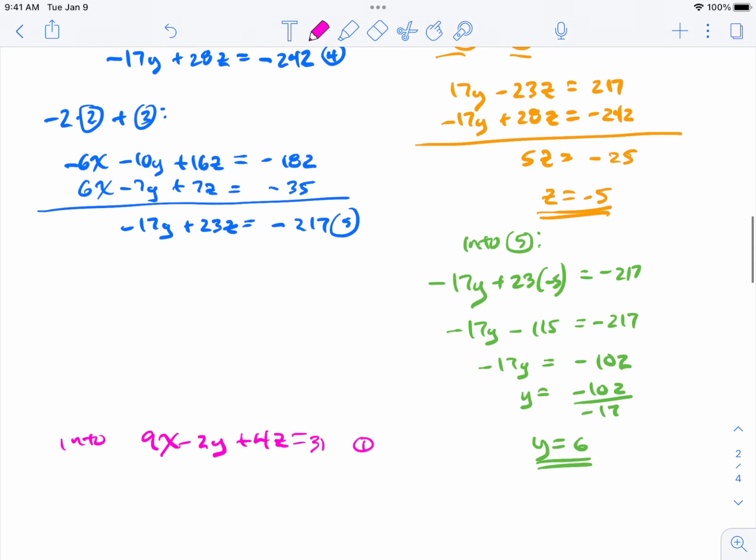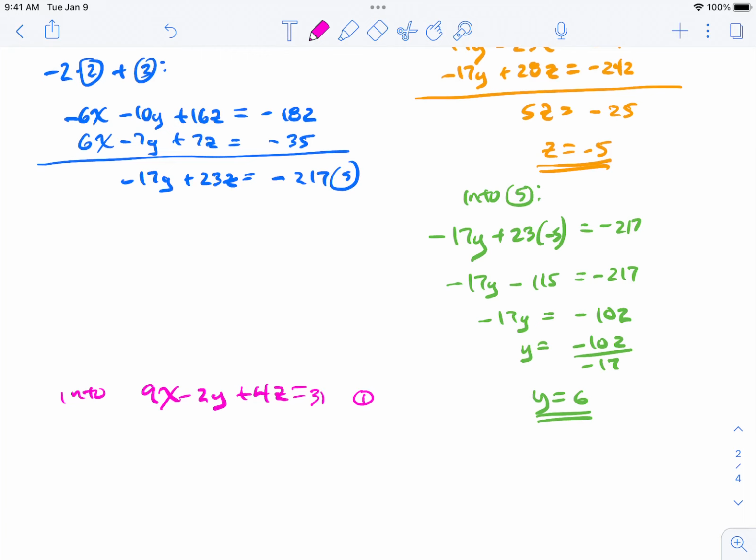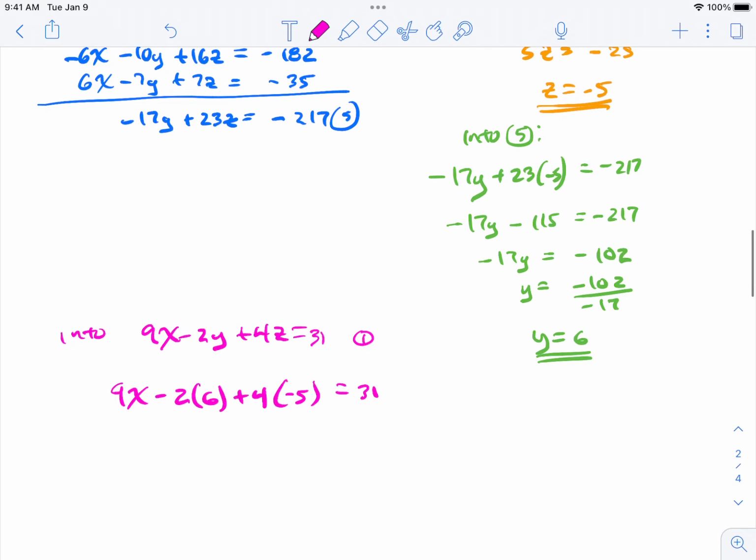That's equation 1. So I'm plugging in, I don't have x, so 9x minus 2 times, I'm plugging in y equals 6, plus 4 times, I'm plugging in z equals negative 5. That equals 31. We almost have x. 9x minus 12 minus 20 equals 31.